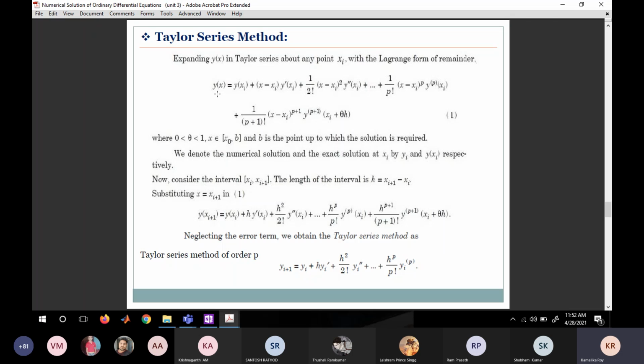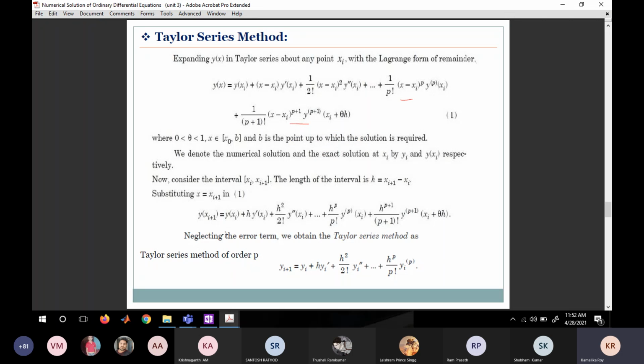What is the Taylor series expansion? Taylor series expansion is y(x) equals y(xi) plus (x minus xi) into y dash (xi) plus 1 by factorial 2 into (x minus xi) square y double dash (xi). This will go on, if it is a pth order Taylor series, till 1 by factorial p (x minus xi) to the power p y^p (xi), and this is the remainder term.